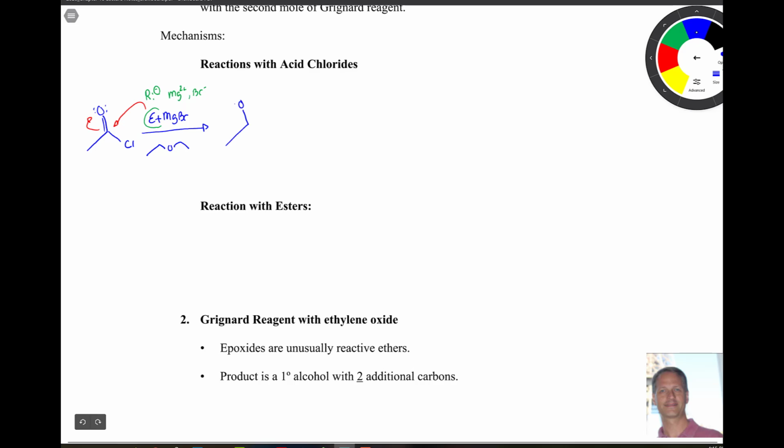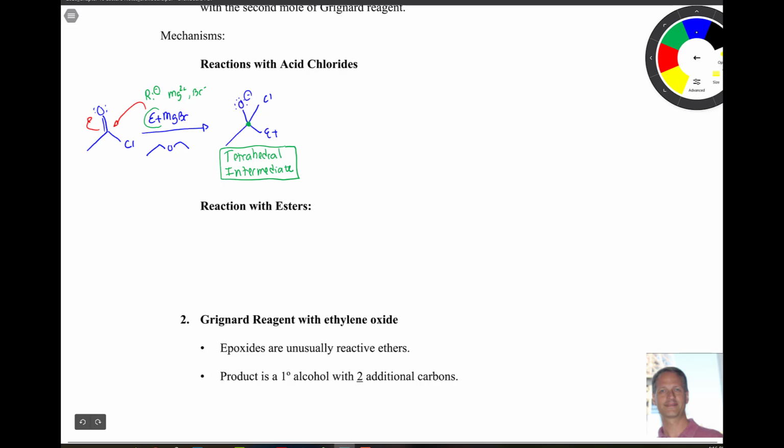What you form is this oxygen here with a minus charge, a chloro group, and then the ethyl would go there, right? So this thing has a special name. It is called a tetrahedral intermediate, because notice it's tetrahedral and it's an intermediate.